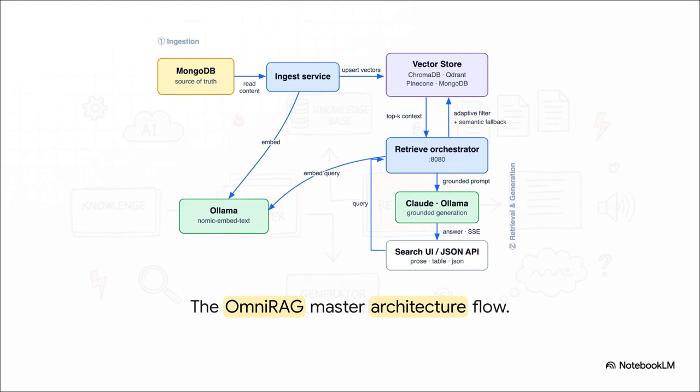You start with MongoDB acting as the ultimate source of truth. The ingest service reads that content, reaches down to Ollama to grab the embeddings, and then upserts those vectors into a completely separate vector store, so something like ChromaDB, Qdrant, or Pinecone. Meanwhile, down in the retrieval phase, the orchestrator sits right in the middle. It acts as the brain, routing data, applying adaptive filters, and deciding whether to send the final grounded prompt out to a cloud model like Claude or a local Ollama model.